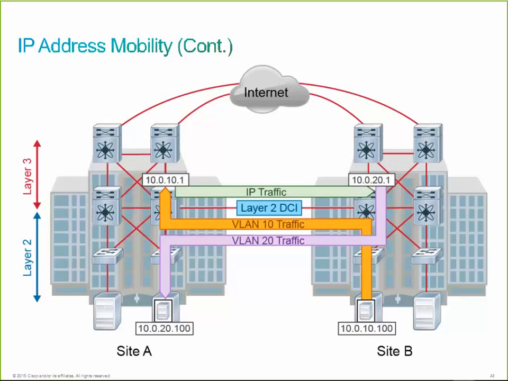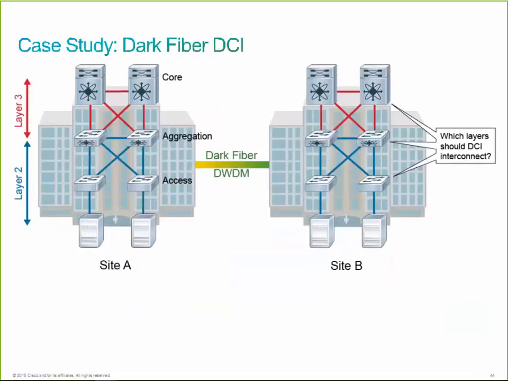The next option that we have is what we call a dark fiber DCI. And we're actually going to take a look at a case study here where we have this dark fiber DWDM circuit between site A and site B.